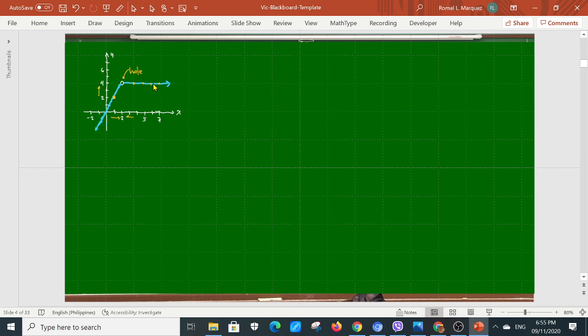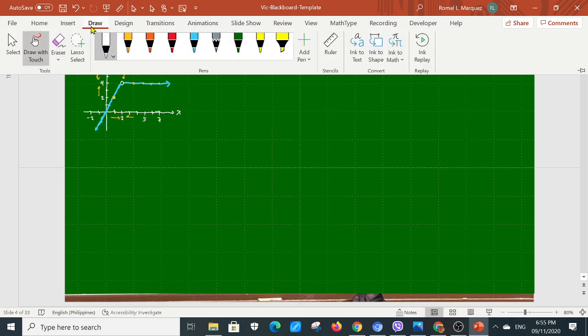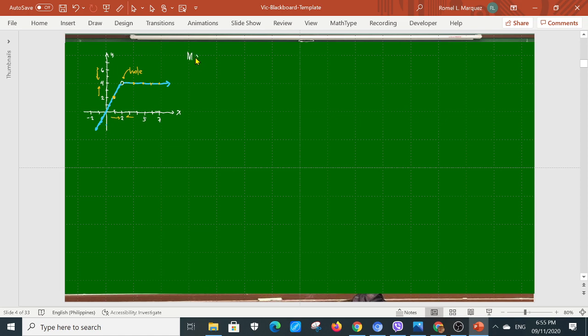So from the right, travel. Still I am approaching this hole. So as I travel from the right, I will approach again what value of y? 4 also. So how do we write that mathematically, that behavior, children? Mathematically, we write f of x approaches 4 as x approaches positive 2.